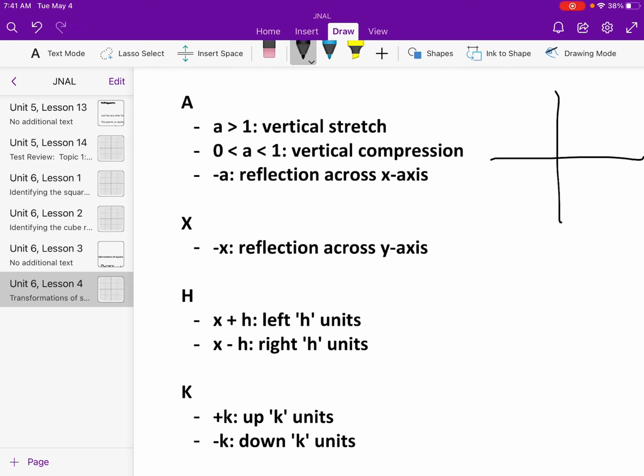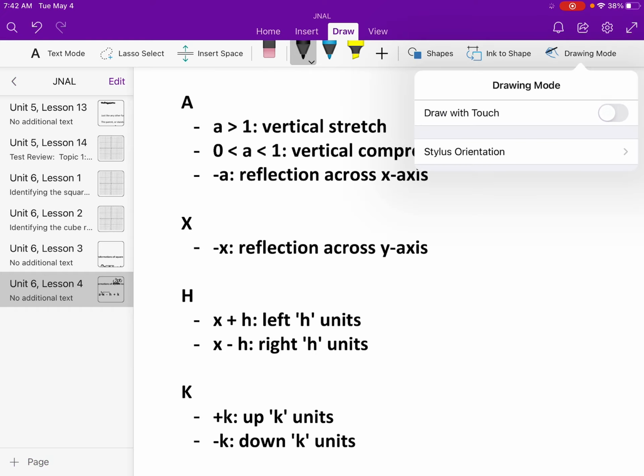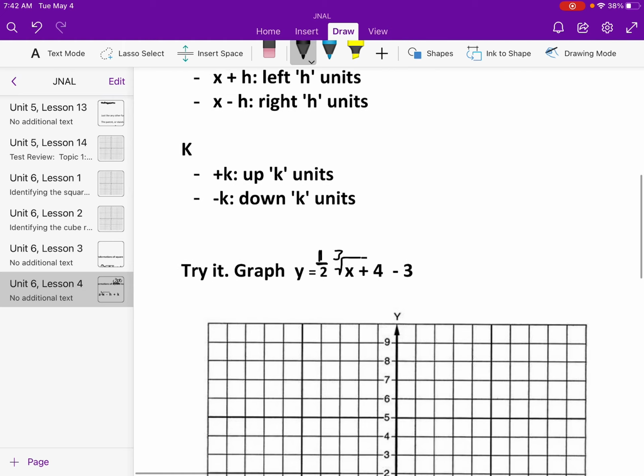Now if you have a vertical stretch or compression, when you have a stretch, instead of this, it will look like this, much steeper. And for the compression, it would look like this, smaller. The words stretch and compression indicate getting larger or smaller anyway. So now that we know those transformations, we can graph.